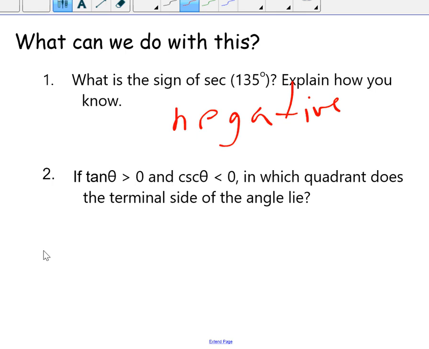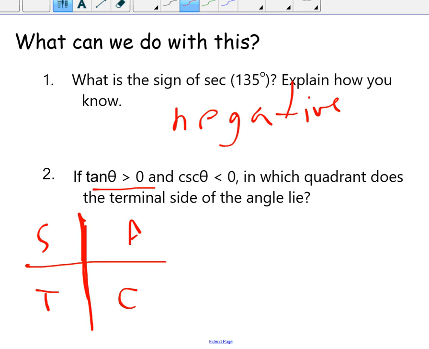And a way that we've sometimes seen this on the Regents is questions like: if the tangent of theta is greater than 0 and cosecant of theta is less than 0, in what quadrant does the terminal side of the angle lie? So let's just do this as a process of elimination. We have 4 possible quadrants. We know it's All Students Take Classes, and let's check. We're told that tangent theta is greater than 0. Now, greater than 0 means that tangent is positive.